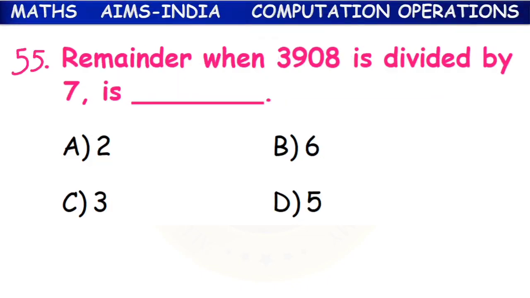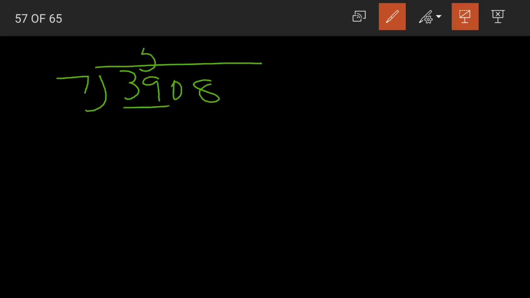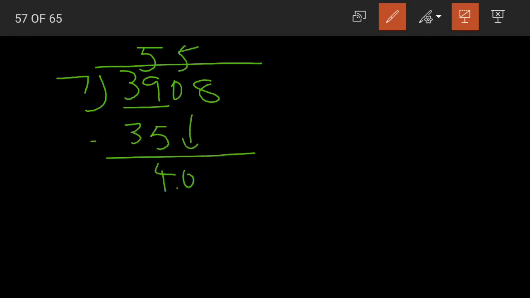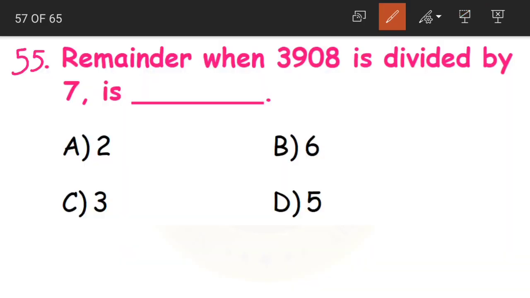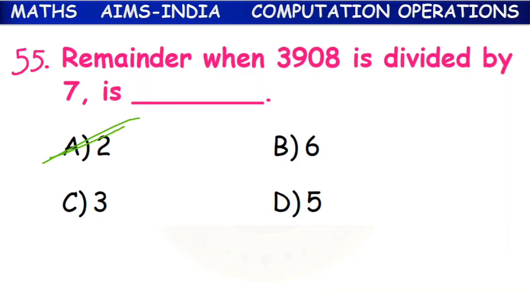Question 55. Remainder when 3908 is divided by 7 is dash. 3908 divided by 7. We need to take the first two digits. 7 5s are 35, 4 is remaining. 0 brought down. Now again 7 5s are 35. When we subtract, 5 remains, 8 brought down. 7 8s are 56. When we subtract, what will be remaining, children? 2. 58 minus 56 is how much? 2. So 2 is our remainder. Option A is the correct answer.